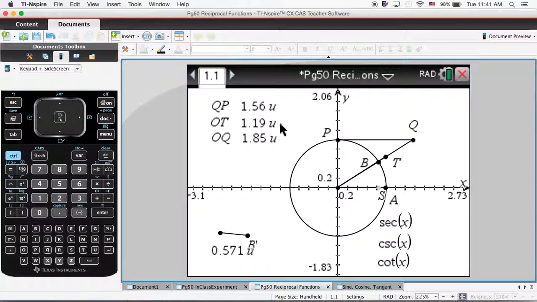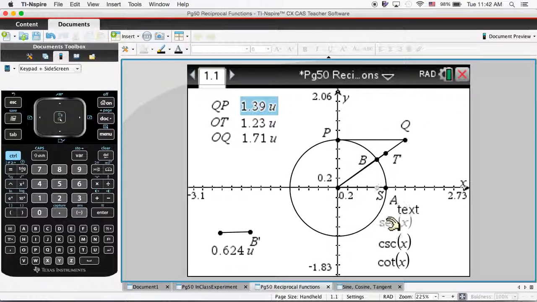So notice that segment QP is 1.56 units at this point when the angle is 0.571 radian, and OT is 1.19 units, OQ is 1.85 units. And let's understand what the secant is and see these reciprocal trig functions.